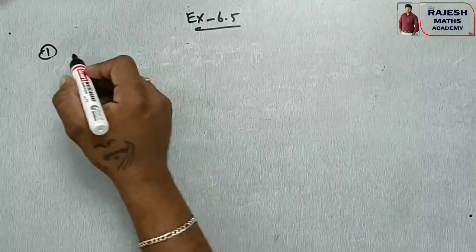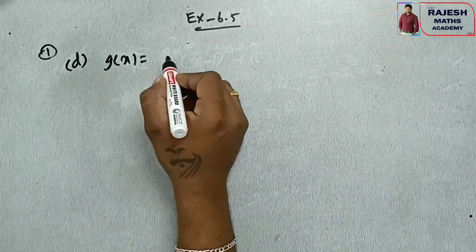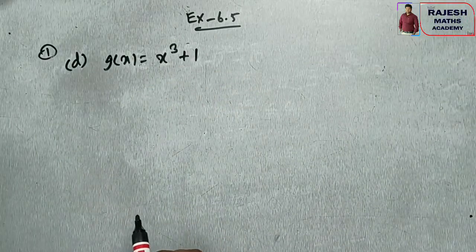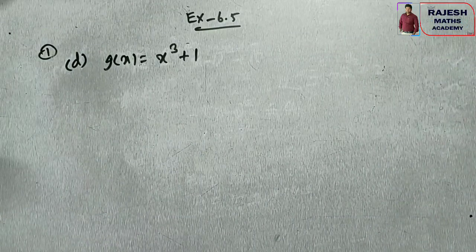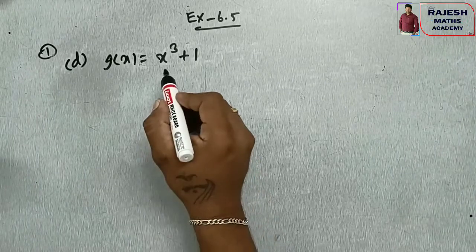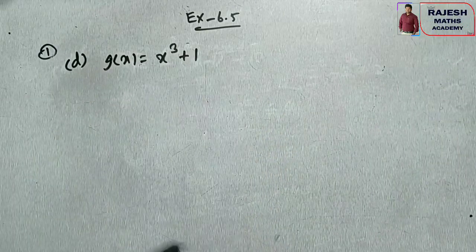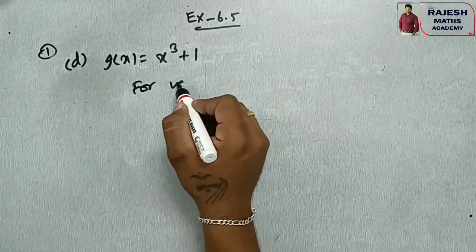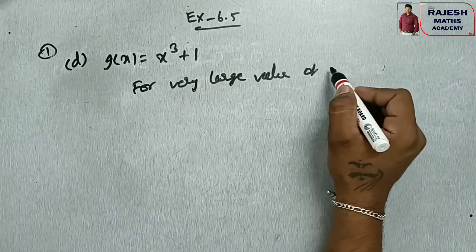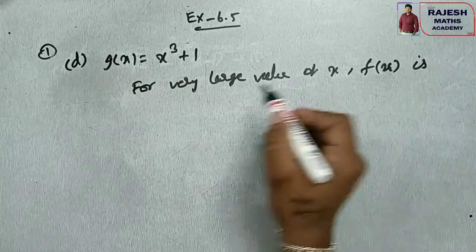Now come to the next question, question D. g of x equal to x cube plus 1 is given. This is a different question, an interesting question also. So we take the x value as a very large value. For a very large value of x, our f of x is very large.